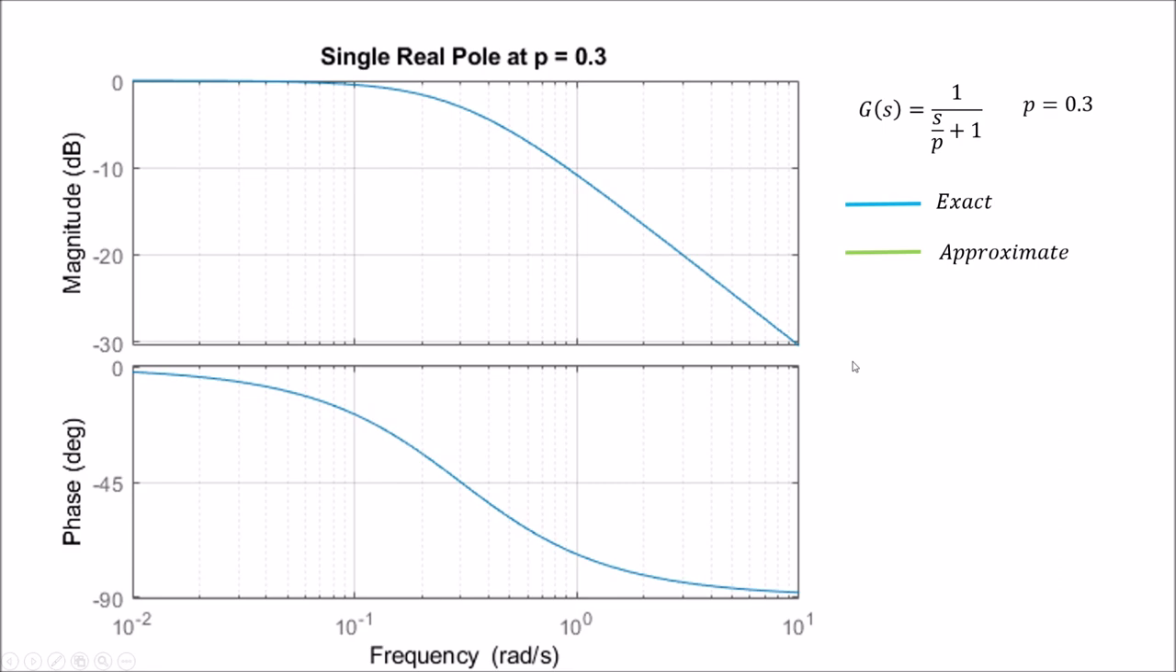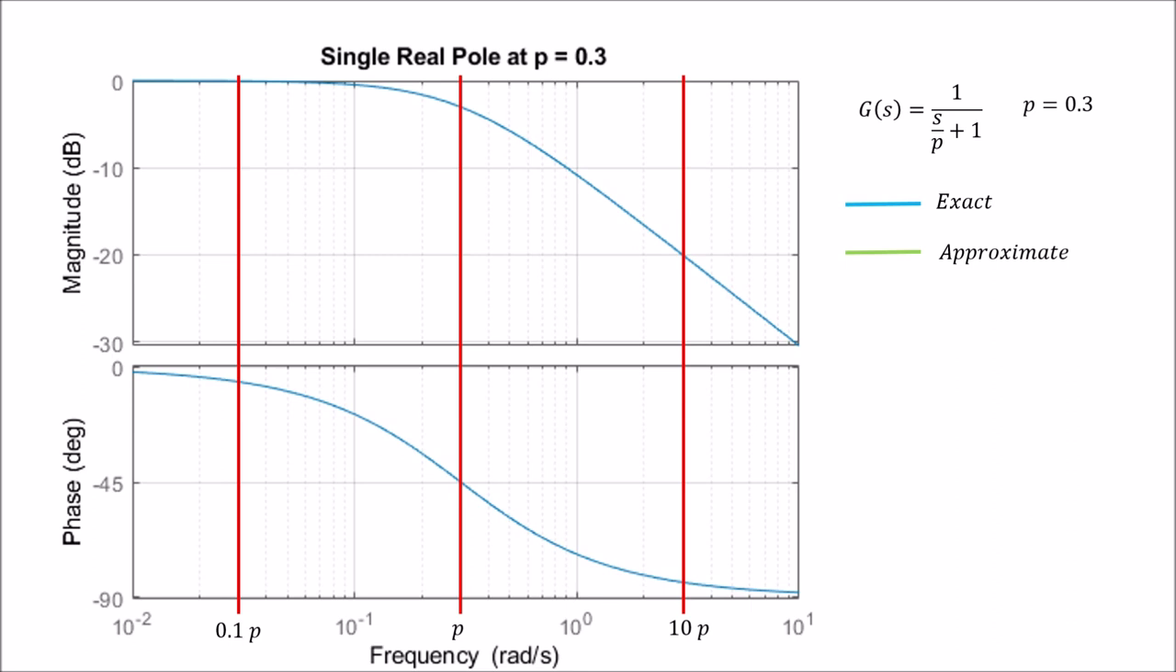But now we understand how to sketch this and get an approximation of this Bode plot without needing to brute force it in MATLAB. The first thing we did was identify where the pole location, or the break frequency, was. In our case, it's a P of 0.3. Then let's draw a line one decade before P and one decade after P as well. To draw the magnitude plot, you start at low frequencies and stay at zero. That's the green line we just added on the magnitude plot.